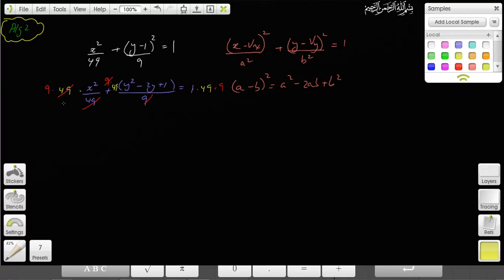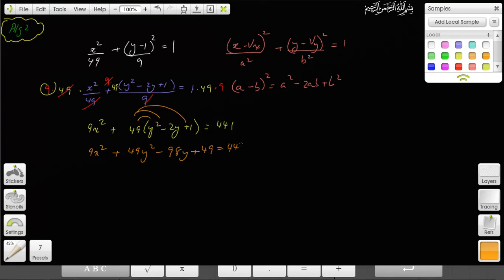So then I will have 9x squared plus 49 times the quantity y squared minus 2y plus 1. And 49 times 9 is 441. Fair enough. Now I'm going to distribute this. So I have 9x squared plus 49y squared minus 98y plus 49 equals 441.